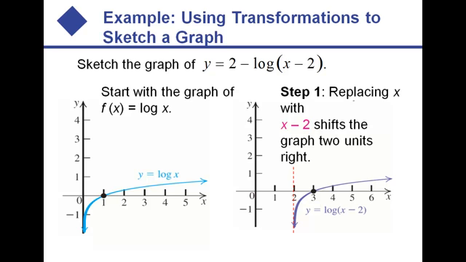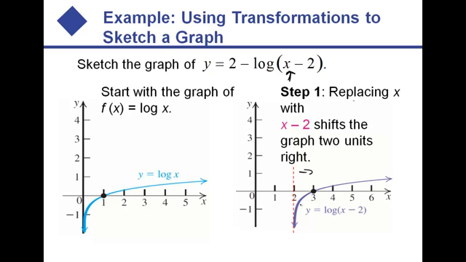Where do you start? Well, you always start with x. Plug a number into x and then ask yourself what's the first operation that happens to it. Well, the first thing we do to x is subtract 2 from it, which means we shift it to the right by 2. So instead of going through 1, 0, it now goes through 3, 0, and we now have our vertical asymptote at 2 instead of at 0.